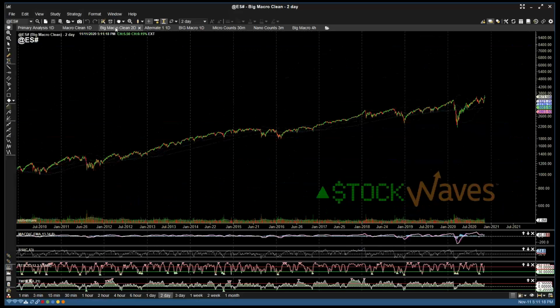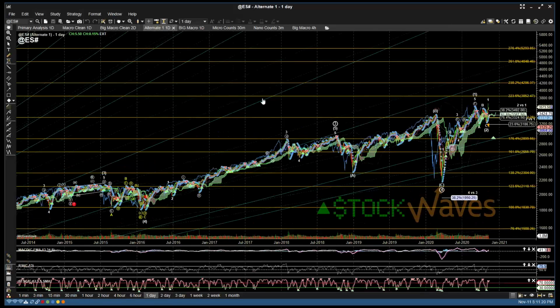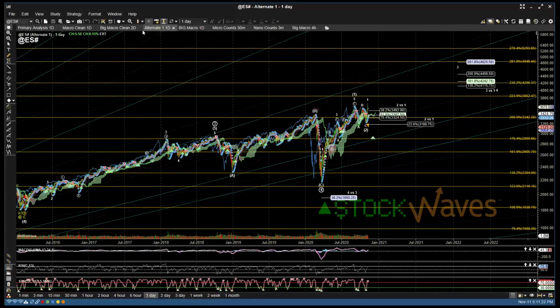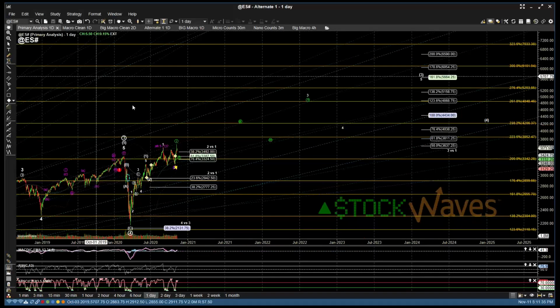I think that is counted this way on what I have labeled as Alt 1. Alt 1 is just the tab that I use to have these other indicators that I've talked about before, the PSAR and the iClouds. So anyway, going back to the primary tab.